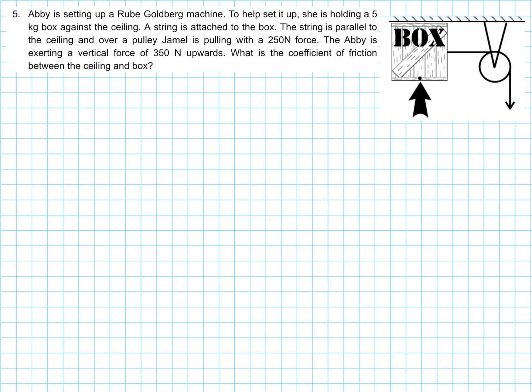For this problem, the box is not moving, but it's being held up against the ceiling by a force. And it's got a rope attached to it with a tension on it. So let's start with the free body diagram.